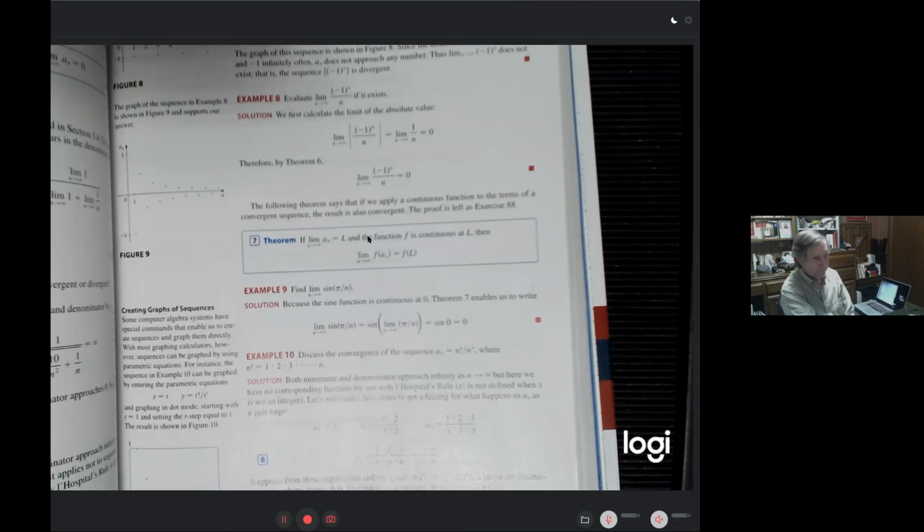And the theorem says, if you have a continuous function, you can basically exchange the limit of f with f of the limit. Now this says L, but down here you'll see that he's taken the limit of something and replaced it with the sine of the limit.